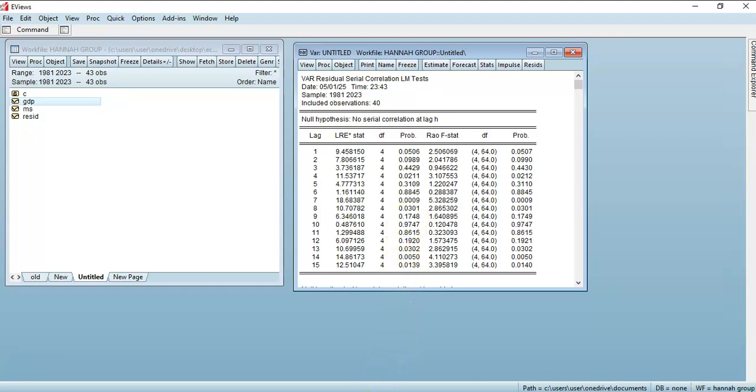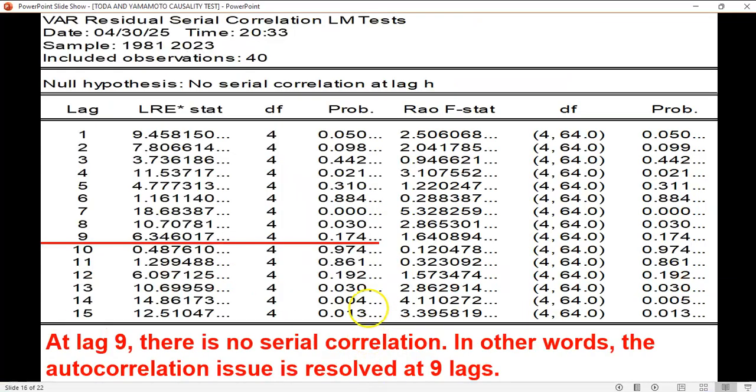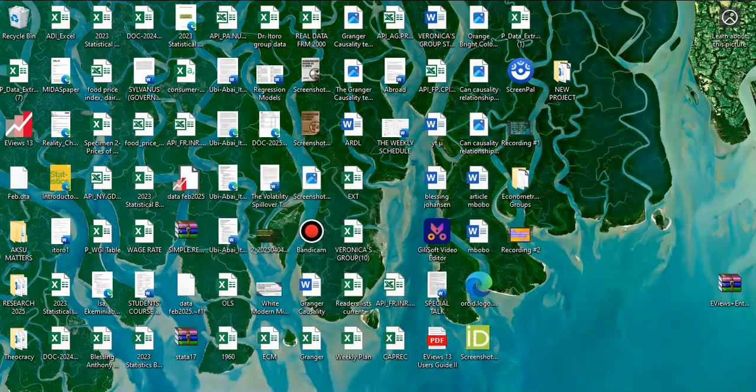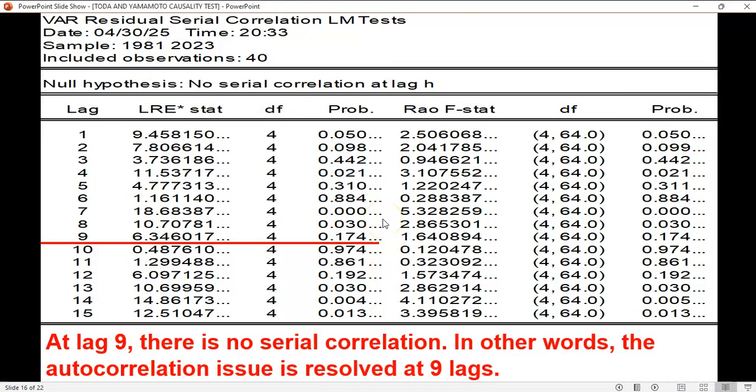Let's look at an expanded version of this. Now you see, checking for serial correlation, we discover that at that same 9 lags, we can report there is no serial correlation. We accept the null hypothesis of no serial correlation. Okay, now that we accepted that, let us check the next step.